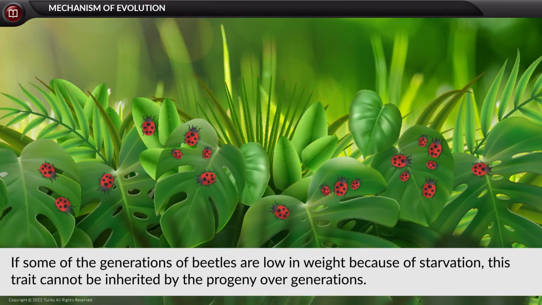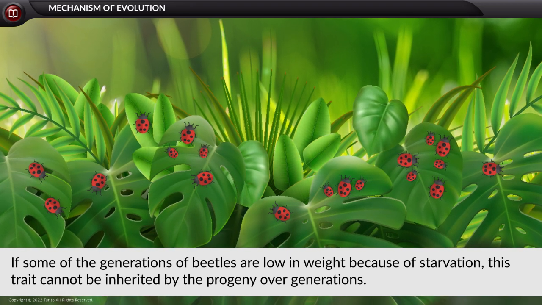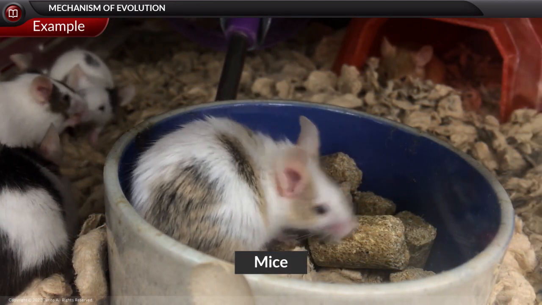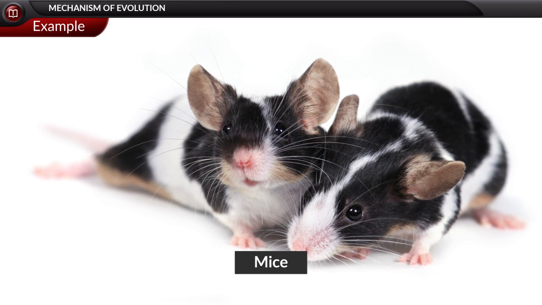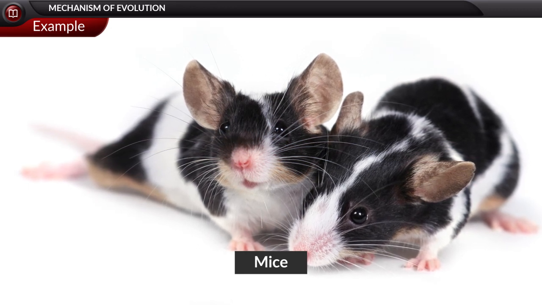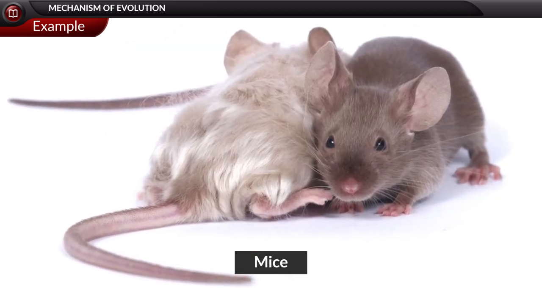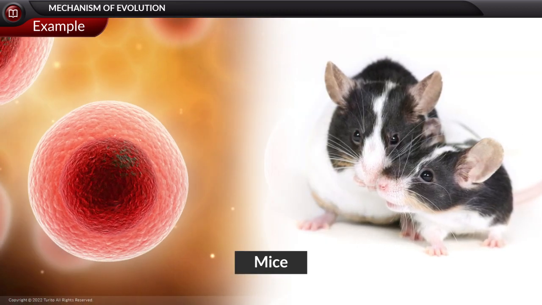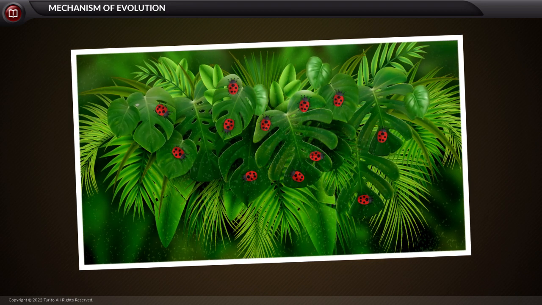Therefore, even if some of the generations of beetles are low in weight because of starvation, this trait cannot be inherited by the progeny over generations. Other examples are the removal of the tail, in consecutive generations of mice. Do tailless mice have tailless progeny? No, because the removal of tail cannot change the genes in the germ cells of the mice. The genetic material of the germ cells carries genes for the formation of the tail in mice. Hence, we have understood the illustration explaining the mechanism of evolution.